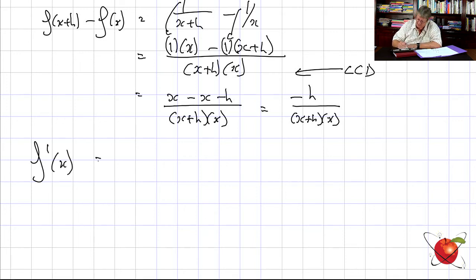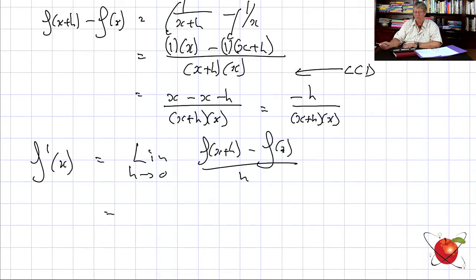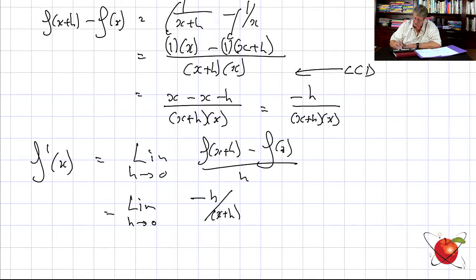F prime of x is equal to, and I write this down, the limit as h tends to 0 of f of x plus h minus f of x, all over h. You're probably going to get a mark for doing that. So I then say, remembering that I have to write this whole thing out the whole time, I've actually simplified it, so I can say this is minus h over x plus h times x, all divided by h.